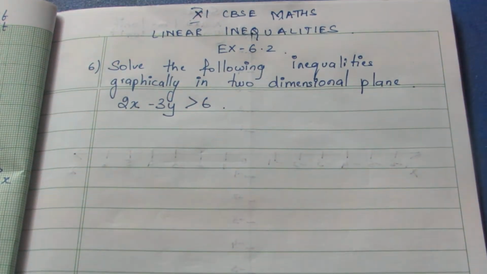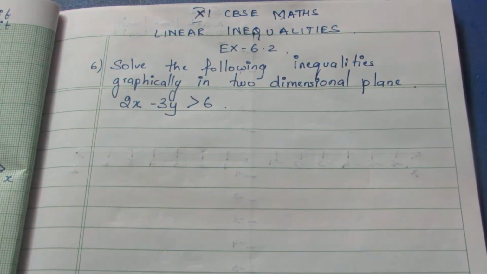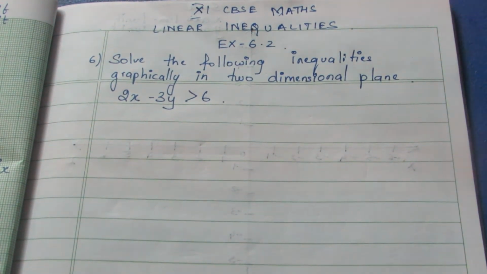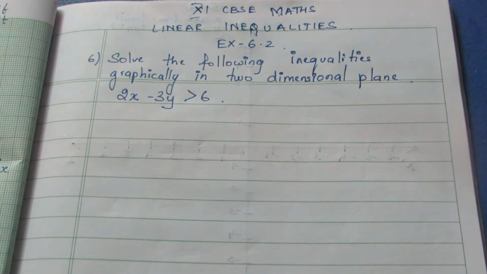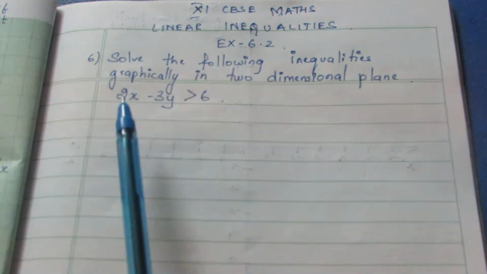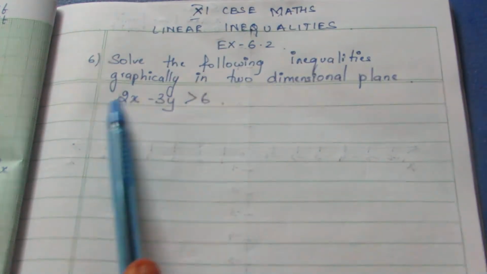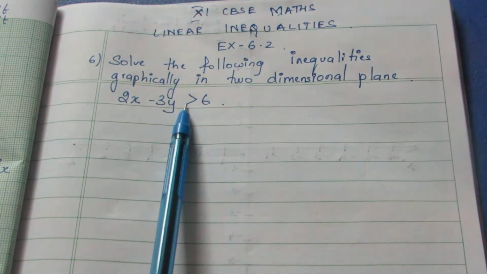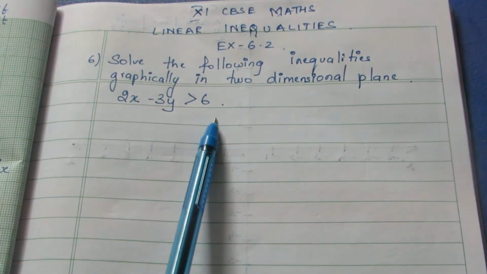Today we are going to see 11 CBSE Maths Linear Inequalities Exercise 6.2 sum 6. Let's see the question. Show the following inequality graphically in a two-dimensional plane. So we need to show it in a graph. The given inequality is 2x minus 3y is greater than 6.